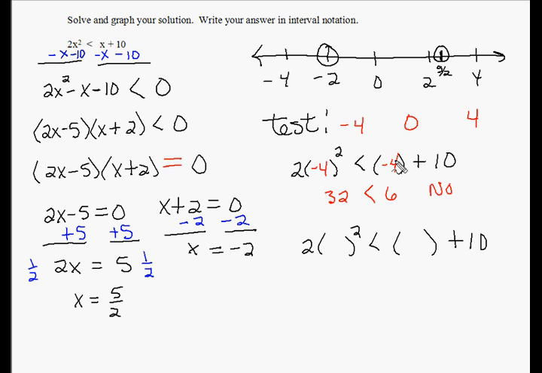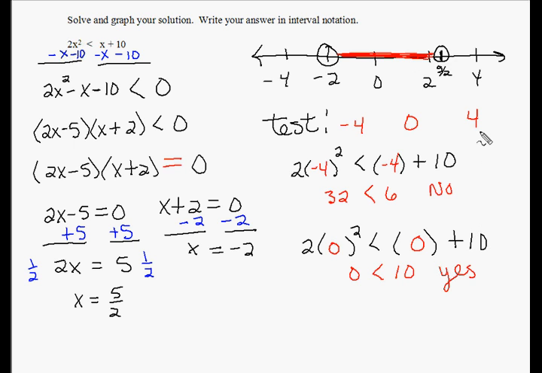So now we'll test the 0 in the original inequality. 0 squared is 0. 0 times 2 is 0. 0 added to 10 is 10. And 0 is less than 10. That's a yes. So again, this number I was testing is 0. And on the number line, 0 was between the two answers that I found. So I'm going to shade between those two answers.